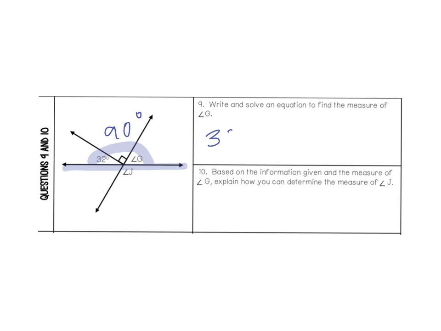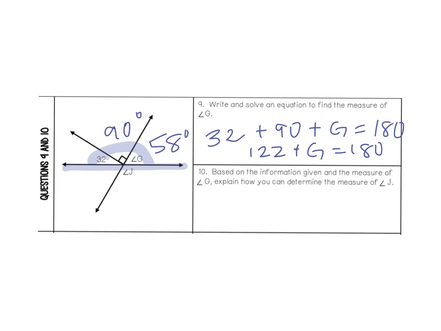So I'm going to say 32 plus 90 plus G equals 180. So 32 plus 90 is going to give me 122 plus G equals 180. I'm going to subtract 122 from 180, and that's going to give me 58. So G is equal to 58 degrees.